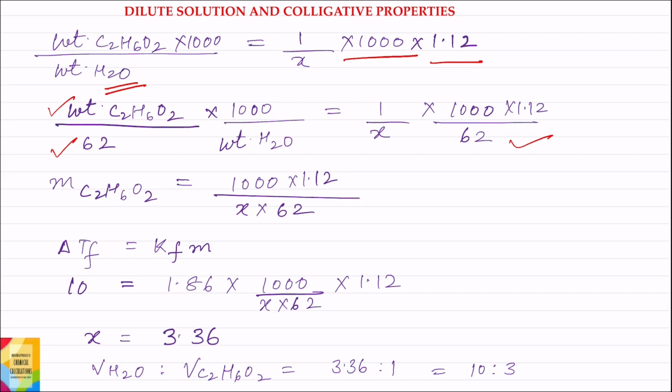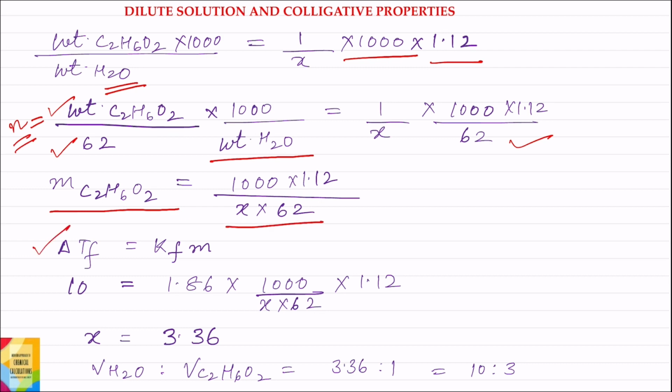Weight of ethylene glycol divided by 62 is equal to moles of ethylene glycol. Therefore, on the left hand side of the equation we have moles of ethylene glycol divided by weight of water in kgs, which is equal to molality of ethylene glycol. So molality of ethylene glycol is equal to 1000 into 1.12 divided by x into 62.